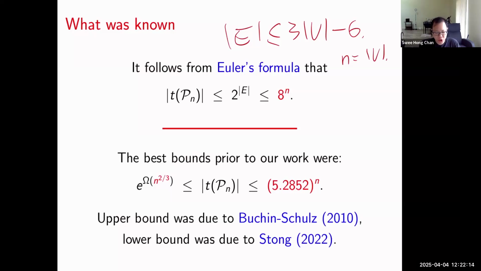The best upper bound prior to our work was due to Musin and Schultz in 2010, where they improved it to 5.2852 to the power of n. The lower bound is again due to Stong, which is e to the power of n to the third. This is because all the graphs used by Stong are also planar graphs, so it transfers immediately to both Sedlacek's first and second problems. This is what was known so far about this problem. Are there any questions before we continue?